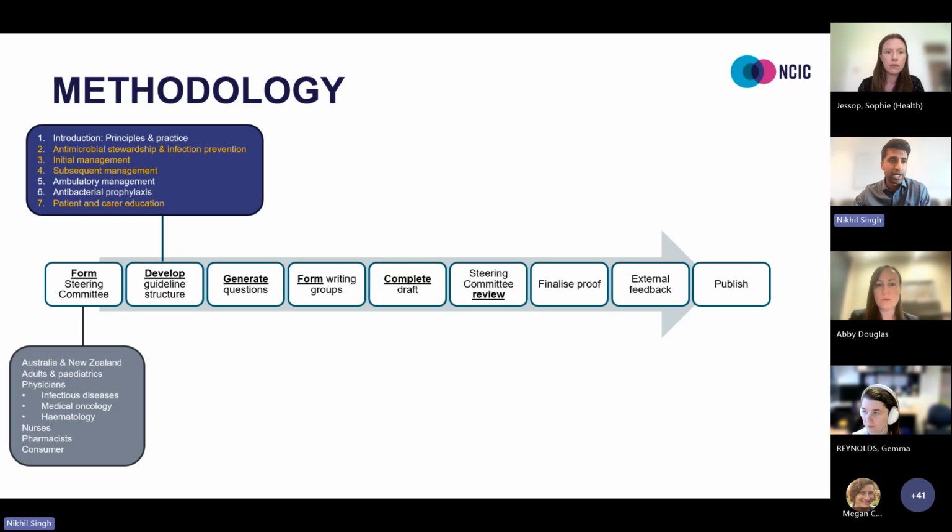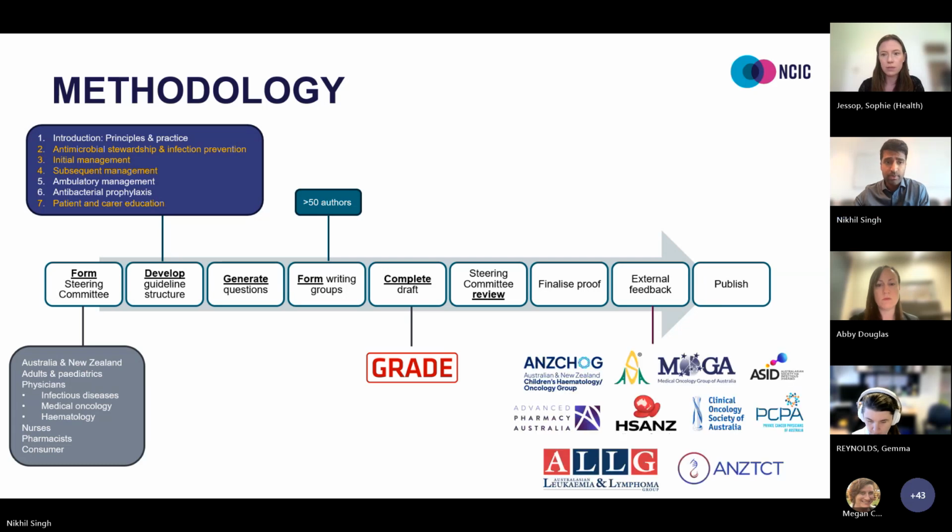The ones highlighted in orange are new or modified chapters from the previous version. We then went on to generate the questions that each chapter would answer. We formed our writing groups, which by the end included over 50 authors. Our first draft was completed. All recommendations were graded according to the GRADE methodology, where we provided a level of evidence and strength of recommendation. The steering committee then reviewed all drafts. And then finally, once that feedback was incorporated, it was sent to external stakeholders for review and endorsement, all of which did endorse them, and we finally got to publication by January of 2026.